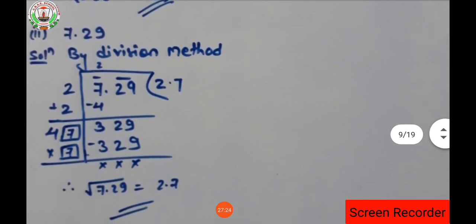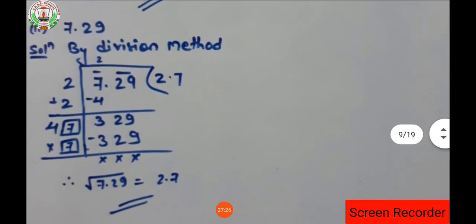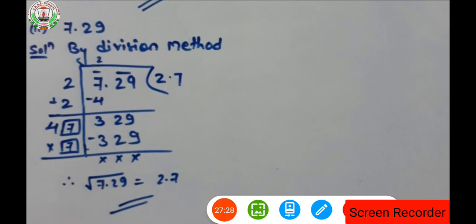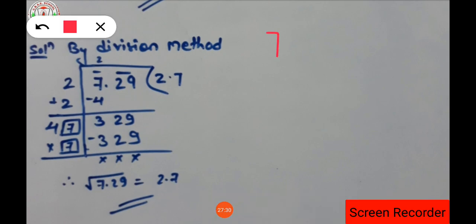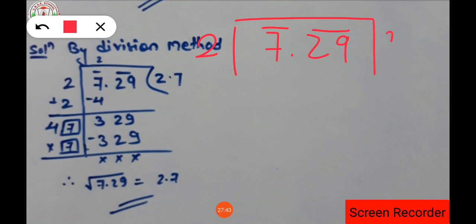Second part of this question is 7.29. How much we are having? 7.29. As I told you, we have to make pairs from the left hand side. Then we have to think of a number. So 3 into 3 is 9. 9 is a greater number, so we are not going to take 3. We are going to take 2. So that will be 4 subtracted from 7.